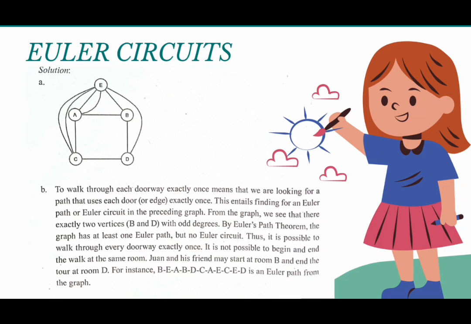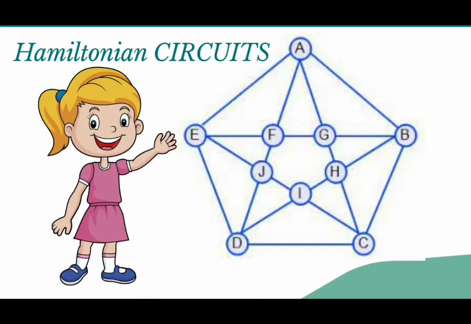Juan and his friend may start at room B and end the tour in room C. For instance, sundan niyo yung letter ha: B, E, A, B, D, C, A, E, C, E, D. That is an Euler path from the graph. Okay. Let's have the other circuit.